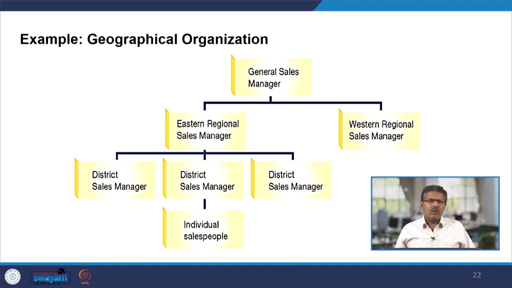So, this is how it looks. In a geographical organizational structure, you have a general sales manager, then you have maybe an eastern region sales manager, a western region sales manager, then you have a district sales manager according to that particular location in that state or something. Then under the district sales manager you have individual salespeople. So, this is how the structure generally looks, right.